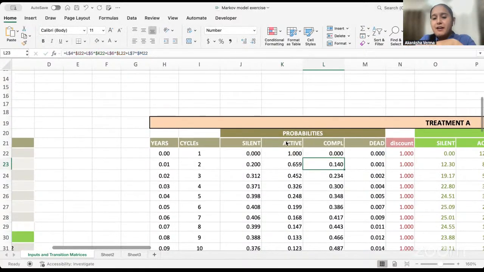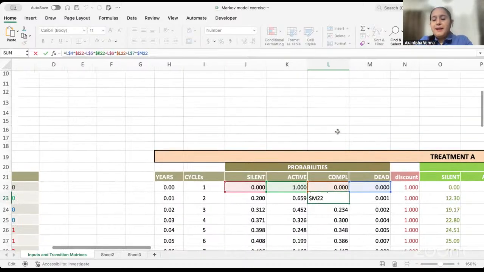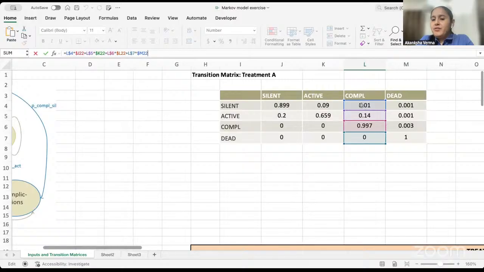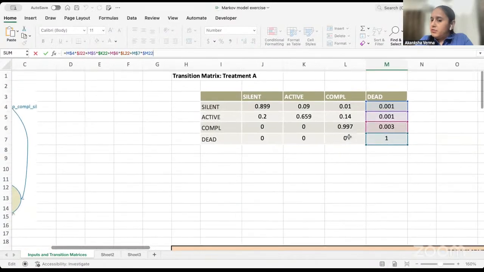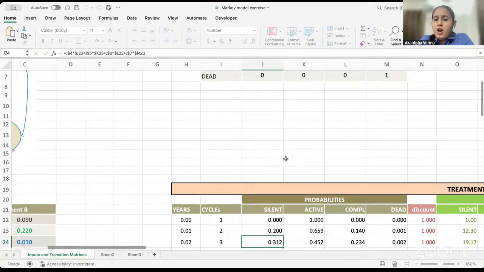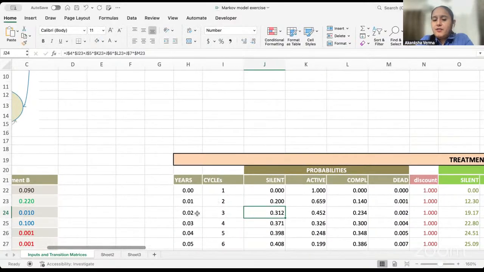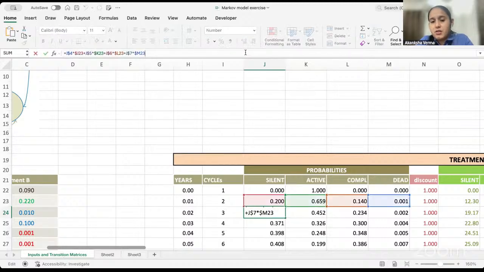Next, the same is done for complications. Okay? You multiply the previous year's patients with the transition probabilities. And then at the end, for death. Same. Now, for the third cycle, your base patients will be from the previous year. Same formula, just the patients are now taken from the previous year.